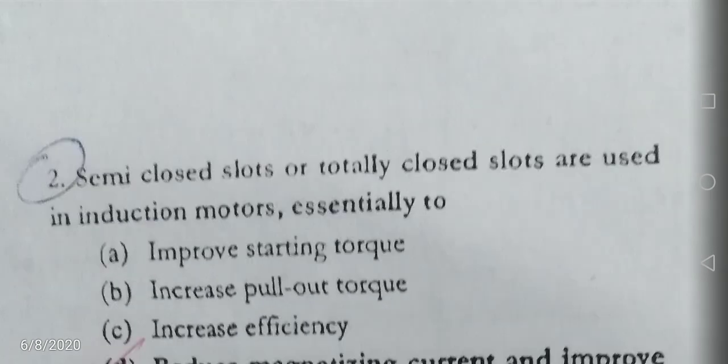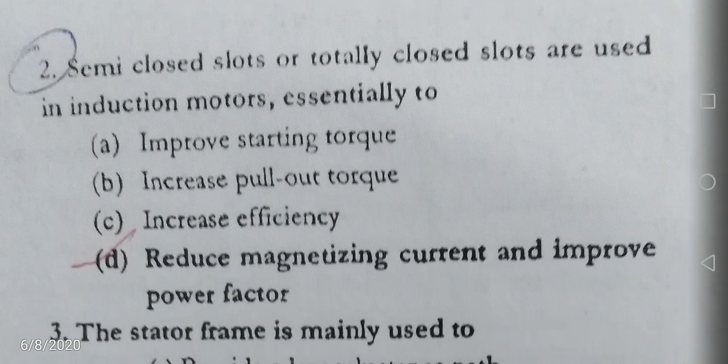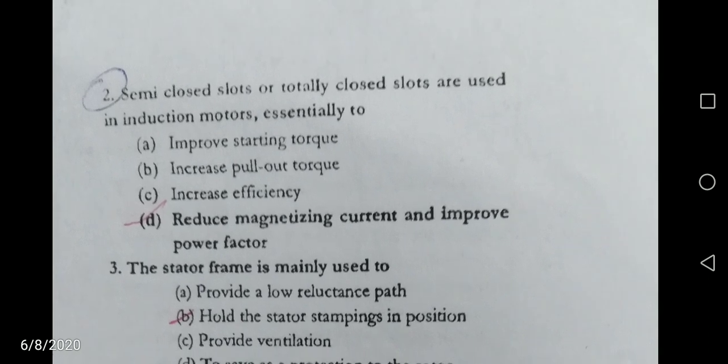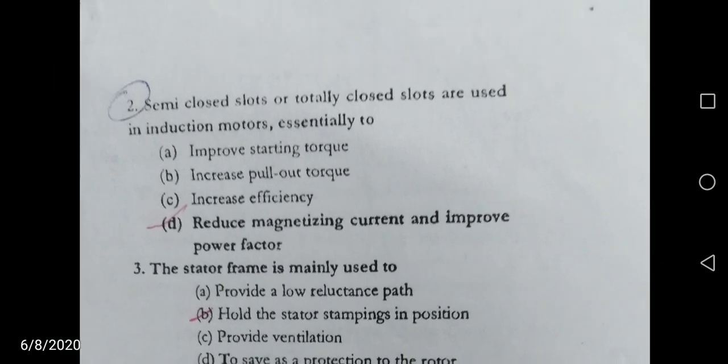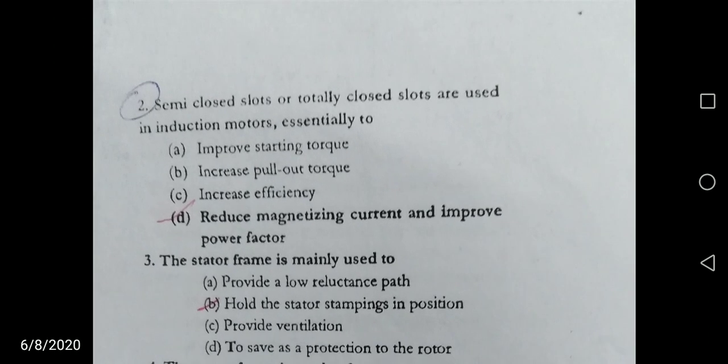Semi-closed or totally closed slots are used in induction motors essentially to keep the magnetizing current less and improve the power factor. So as we have seen, in closed slots there is less magnetizing current, and in semi-closed slots also less magnetizing current. So the power factor is more for closed slots.